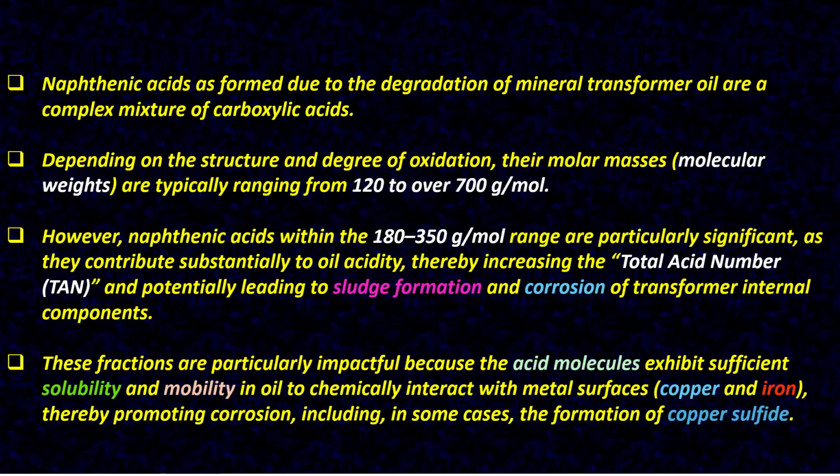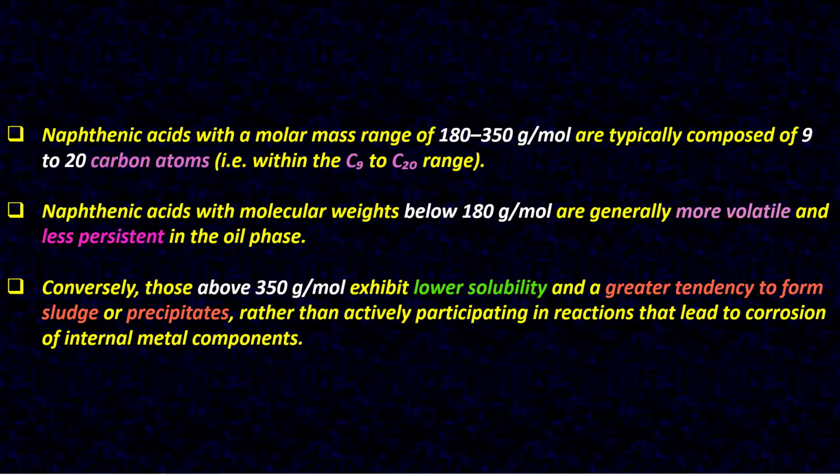These fractions are particularly impactful because the acid molecules exhibit sufficient solubility and mobility in oil to chemically interact with metal surfaces, that is copper and iron, thereby promoting corrosion, including in some cases the formation of copper sulfide. Naphthenic acids with a molar mass range from 180 to 350 gram per mole are typically composed of 9 to 20 carbon atoms, that is within the C9 to C20 range.